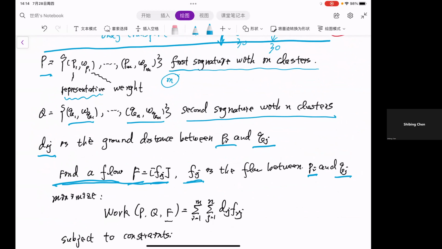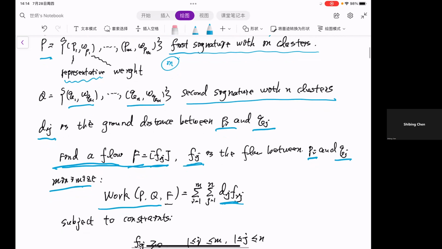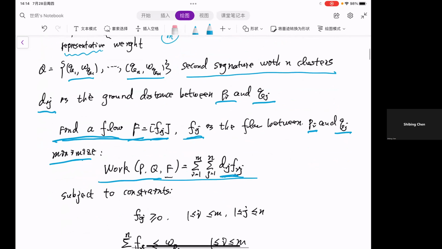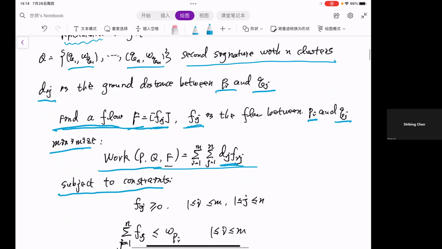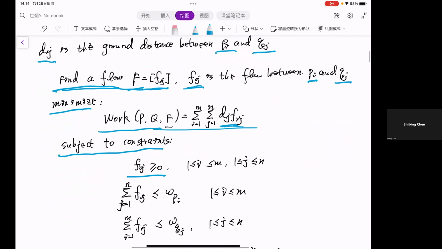So we want to minimize the total cost. Here, the total cost is a sum just because it's a discrete case. It's similar to the integration. Then in this problem, we need some constraints. The first constraint is on the flow: each flow is greater than or equal to 0. It's a very natural condition.